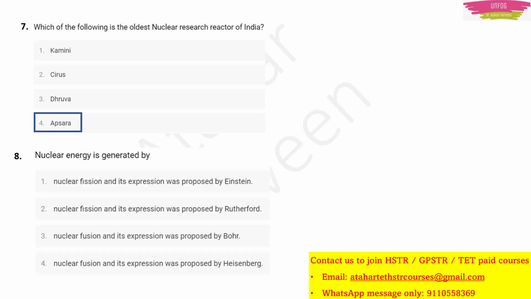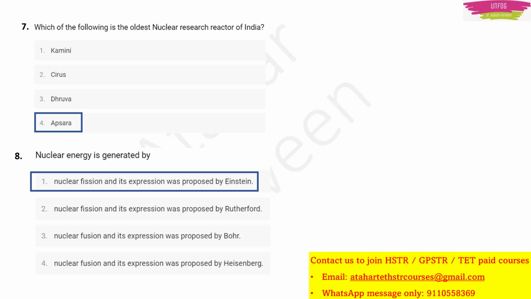Next question. Nuclear energy is generated by nuclear fission and its expression was proposed by Einstein. Then again fission they are telling, then the scientist name they have given is Rutherford. Then they are telling fusion, though it is not the option at all, right? The options are nuclear energy, nuclear reactor, nuclear fission, and the expression is given by Einstein. Because in the last lecture I explained how that energy mass relation is there: E equals delta m c square. So the correct answer to this question will be option 1. Nuclear fission and its expression was proposed by Einstein.